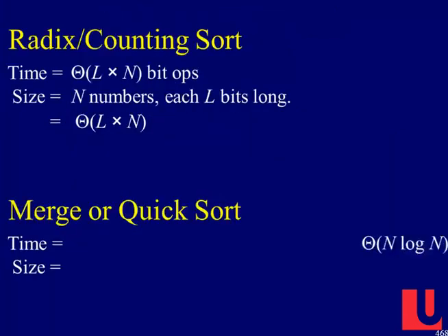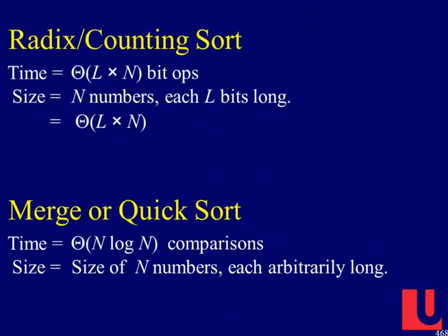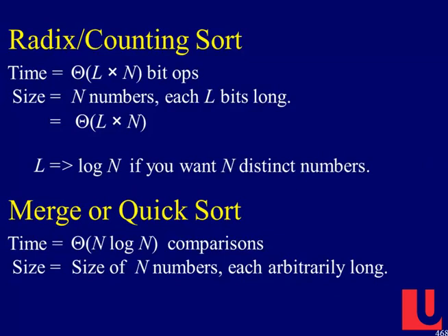And just to compare it to merge sort or quick sort: there the running time is n log n, here it's n times L. Well, what's L? How many bits do you need to represent your numbers? If everybody's name is distinct, then everybody has to have at least log n bits in their name. And so L is at least log n. So really this running time is the same. Don't worry about the details there.